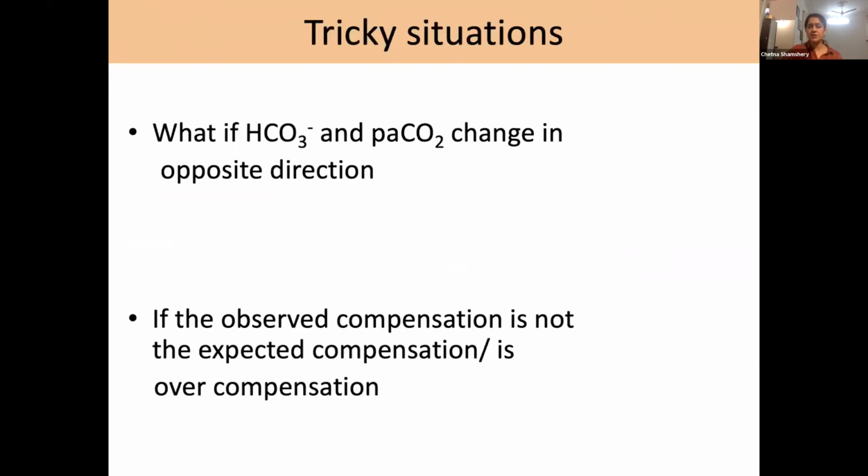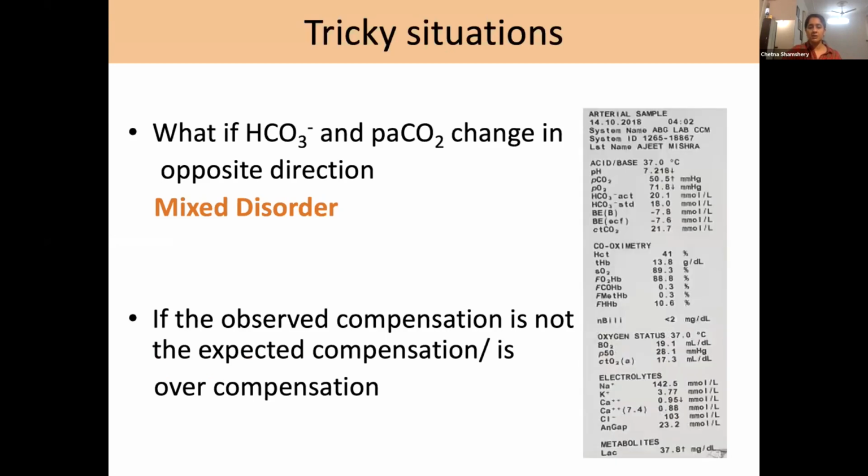There are some tricky situations. What if you see that the bicarbonate and PCO2 are not moving in the same direction? That means they are moving in the opposite direction. It means that both the respiratory and metabolic components are responsible for the disorder. For example, here, it is moderate acidosis. The CO2 is going up. Now we may say that this is primary respiratory acidosis. To compensate, the bicarbonate should have gone up, but the bicarbonate is going down. So the CO2 and bicarbonate are moving in the opposite direction, and both of them are responsible for this deranged pH.